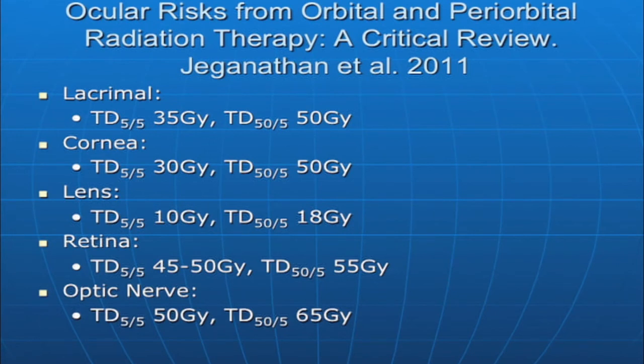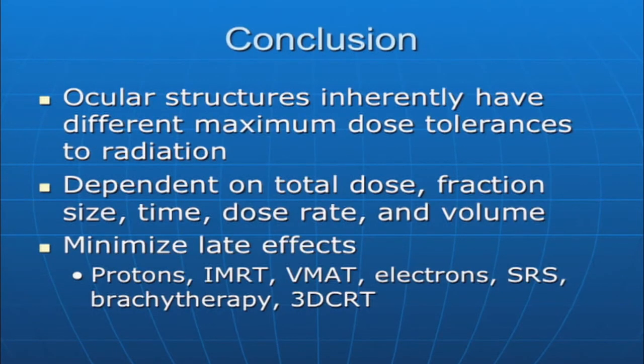So in conclusion, ocular structures inherently have different maximum dose tolerances to radiation therapy. And this is dependent on the total dose given, the fraction size, the time the radiation is given, the dose rate, and the volume. And to minimize these late side effects in radiation oncology, we use the following techniques: protons, intensity modulated radiation therapy, volumetric modulated radiation therapy, electron beam radiation, stereotactic radiosurgery, brachytherapy, and 3D conformal radiation therapy. Thank you.